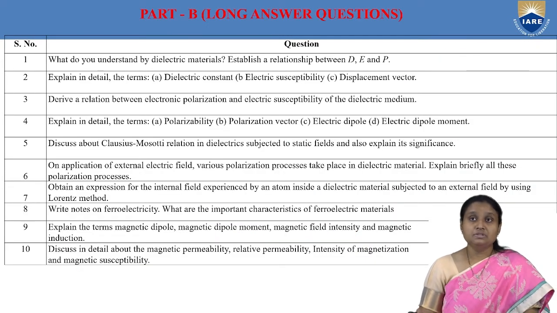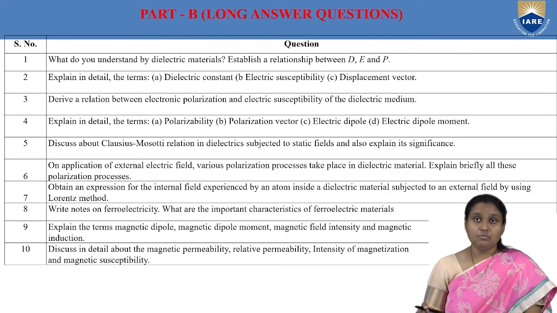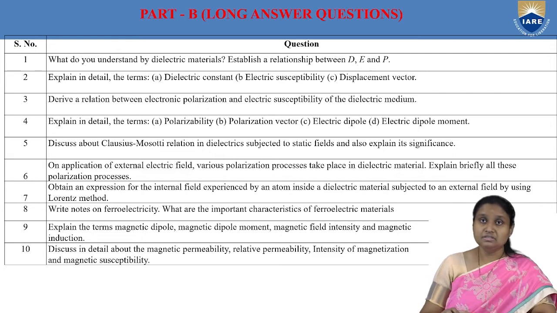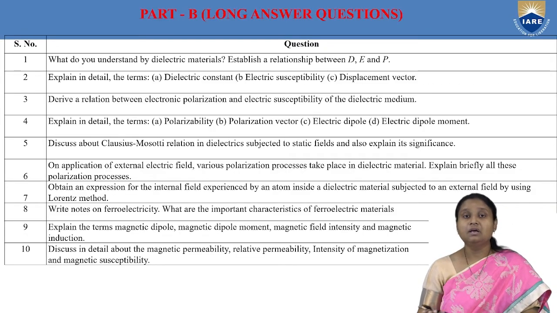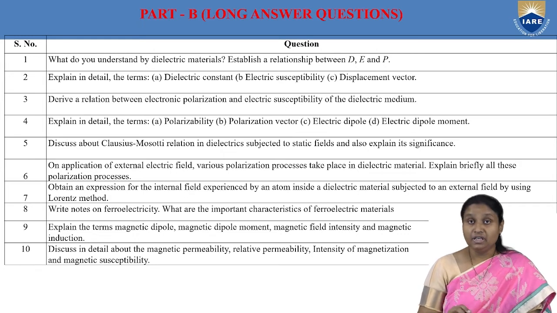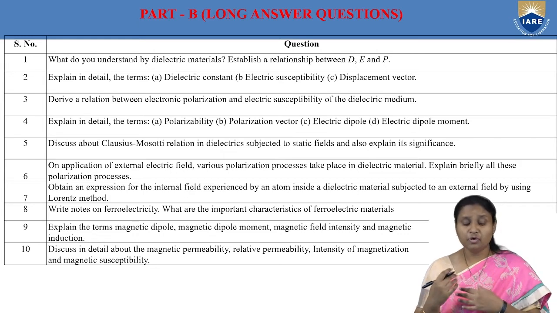Now we are going to discuss long answer questions. What do you understand by dielectric materials? We have seen that dielectric materials are generally insulators, and they don't have any free electrons. But in what way are they different from normal insulators?